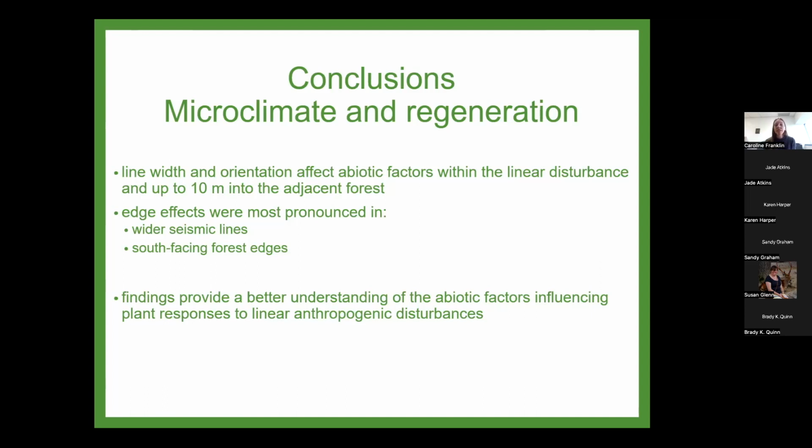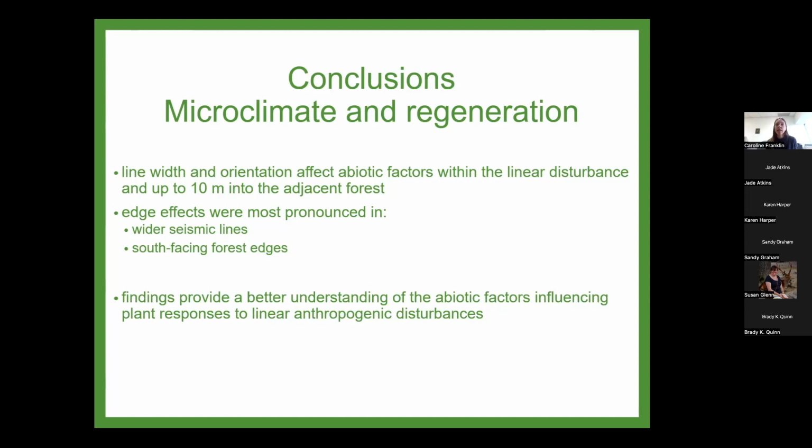What we saw there was that line width and orientation affect abiotic factors within that linear disturbance and up to 10 meters into the adjacent forest. Edge effects were most pronounced in those wider seismic lines and at south-facing forest edges. And these findings hopefully provide a better understanding of the abiotic factors influencing plant responses to linear anthropogenic disturbances.